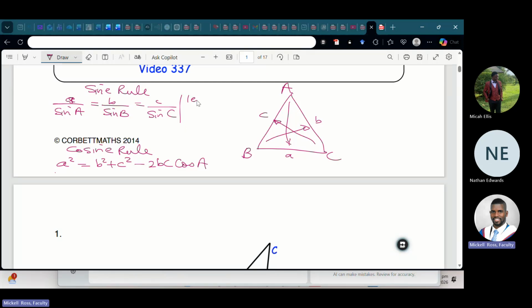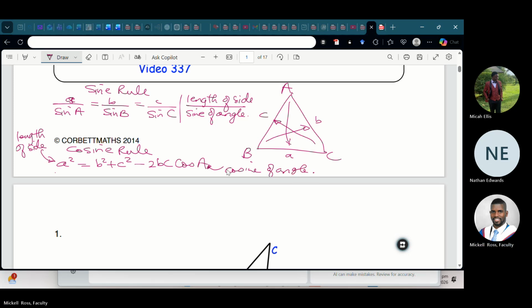So you have length of side over sine of the angle. And then for the cosine rule, so notice a is the length of the side, and right here we have the cos or the cosine of the angle. So any side you start with, you have to end with the angle that is opposite to that side.